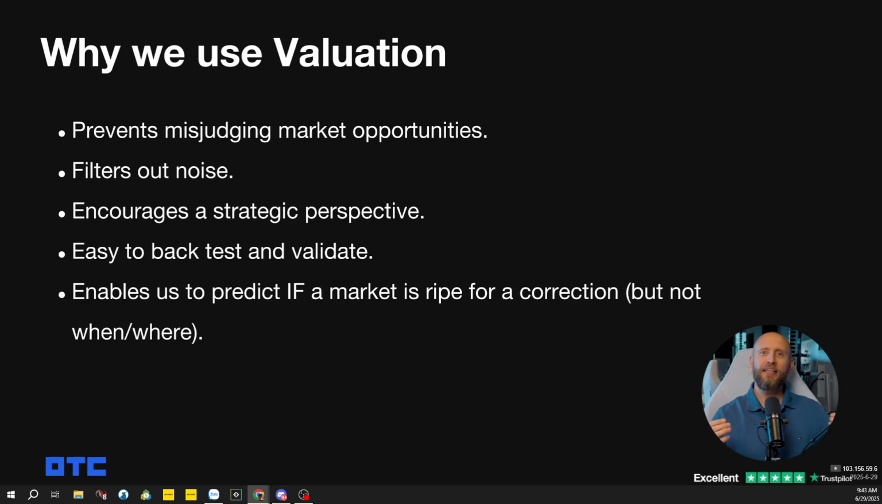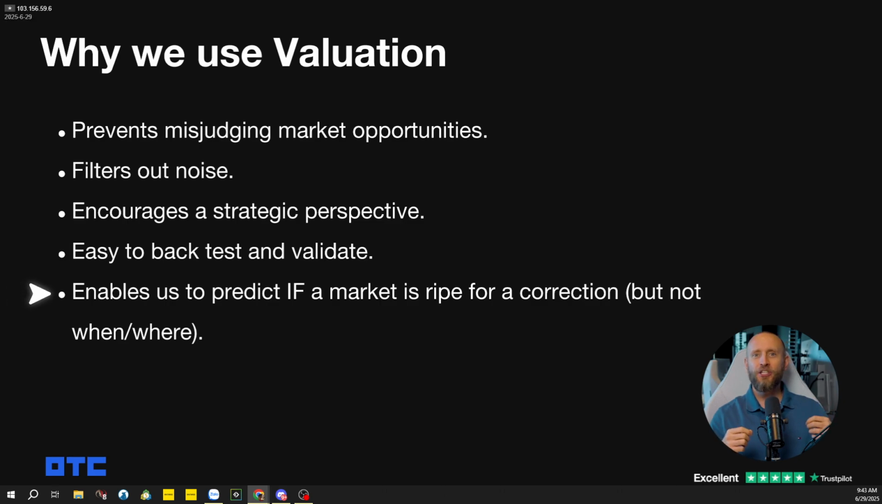Instead of getting caught in the daily price swings, we focus on meaningful comparisons to stable benchmarks like interest rates, gold, and the dollar. It encourages a strategic perspective, shifting our mindset from reactive trading to long-term analysis. Valuation helps us assess the bigger picture instead of simply following short-term momentum. It's easy to backtest and validate because it's based on objective data. By analyzing historical trends, we can refine our approach and ensure our strategy is built on proven insights.